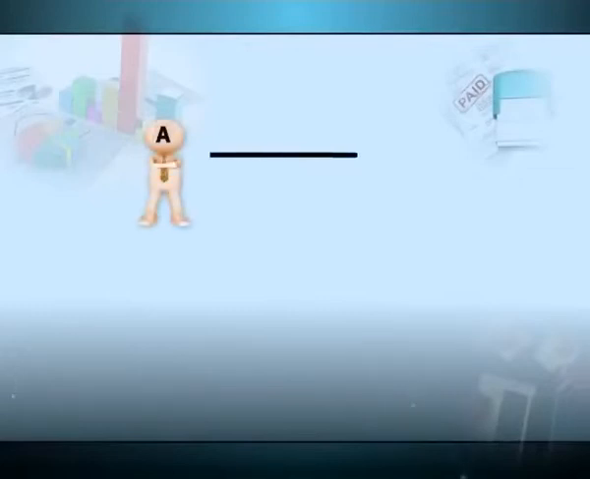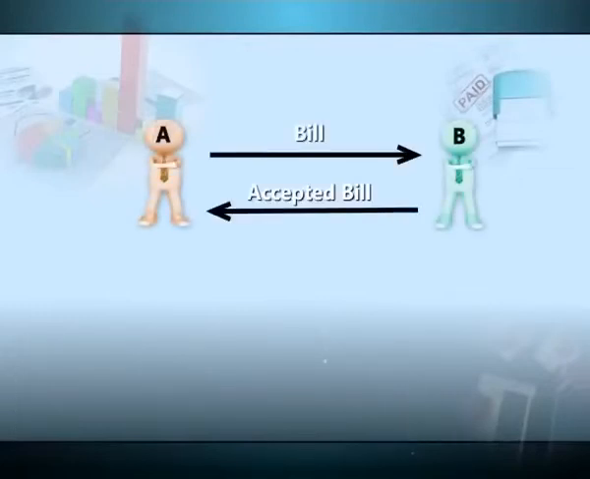B says, you are absolutely right, but I don't have the money with me right now. What I can do is, you draw a bill upon me. I am going to sign it and accept it, with the condition that I will pay you the money after a month. A says, that's okay, but I am in need of the money today itself. What to do? B says, okay, you do this thing.